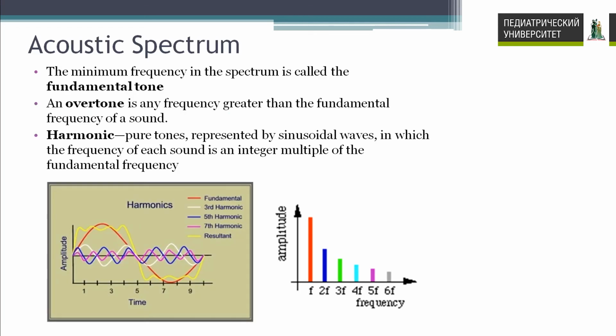As I said earlier, the minimum frequency in the spectrum is called the pitch, and an overtone is any frequency that exceeds the fundamental frequency of sound. Harmonics, on the other hand, are pure tones represented by sine waves, in which the frequency of each sound is an integer multiple of the fundamental frequency. You can see these are the definitions of overtone, harmonic, and fundamental tone.